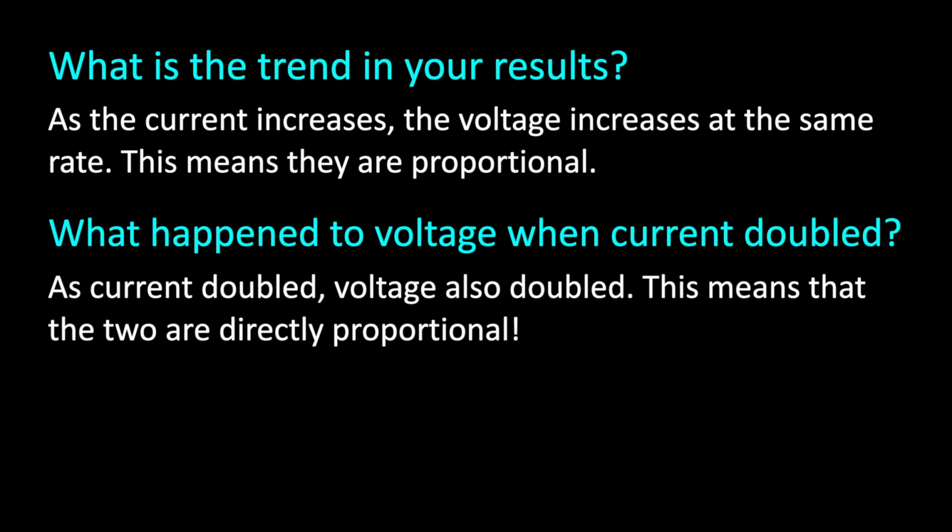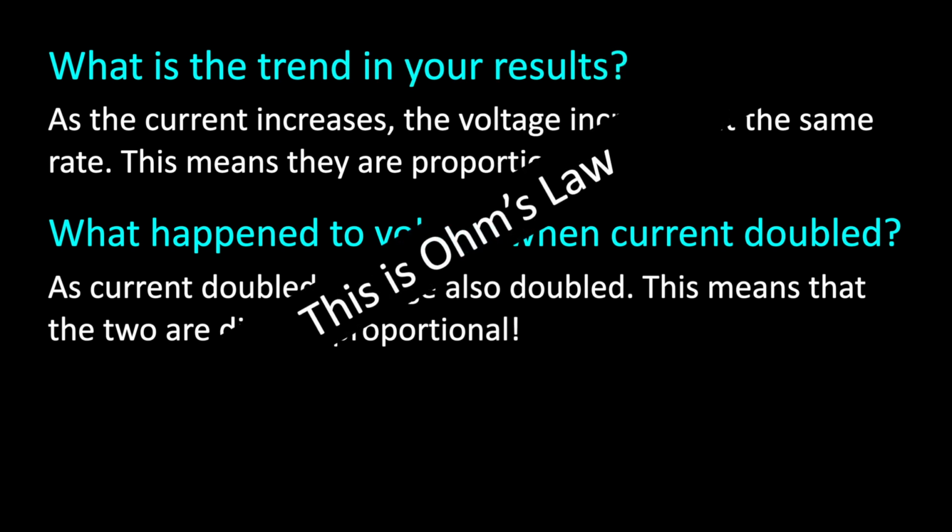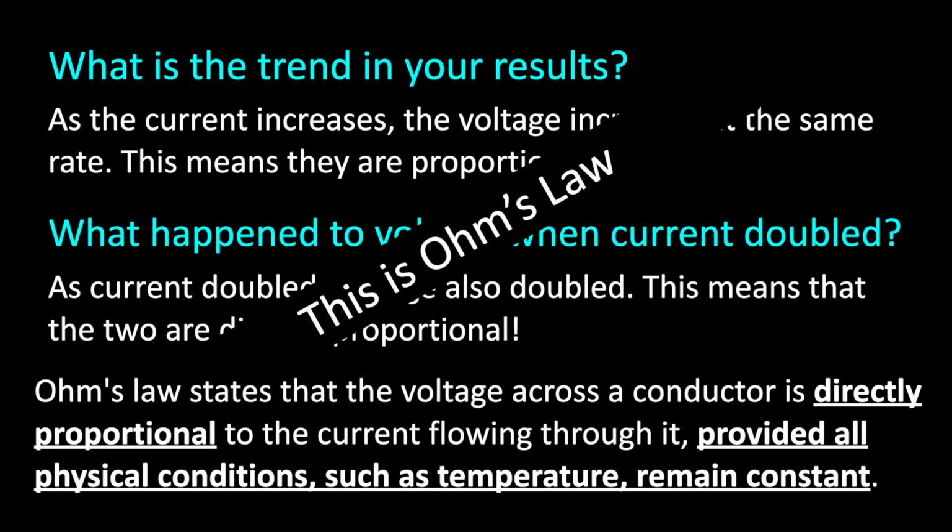This is known as Ohm's law. It's a really important law that governs electricity. And Ohm's law states that the voltage across a conductor is directly proportional to the current flowing through it. That's what we saw earlier, provided that the physical conditions such as temperature remain constant.